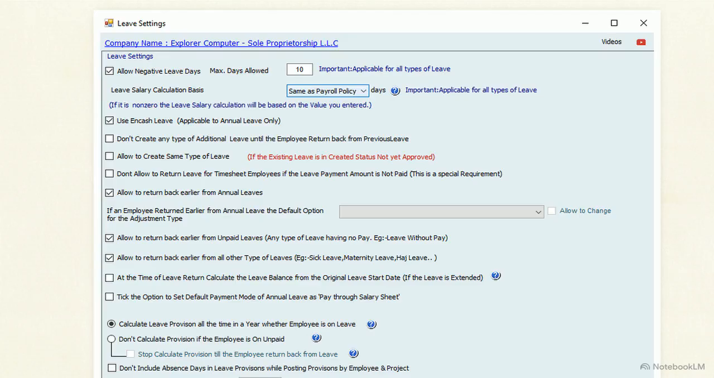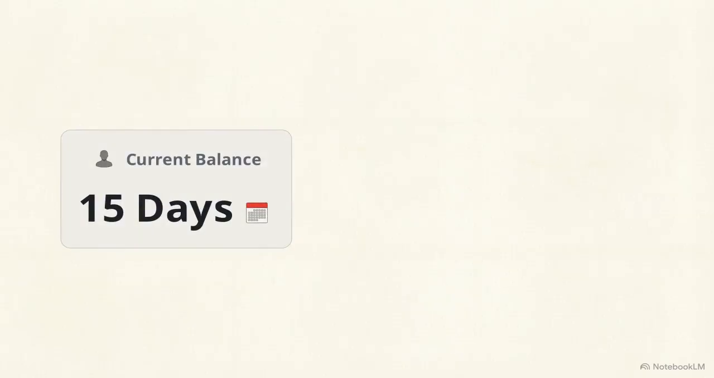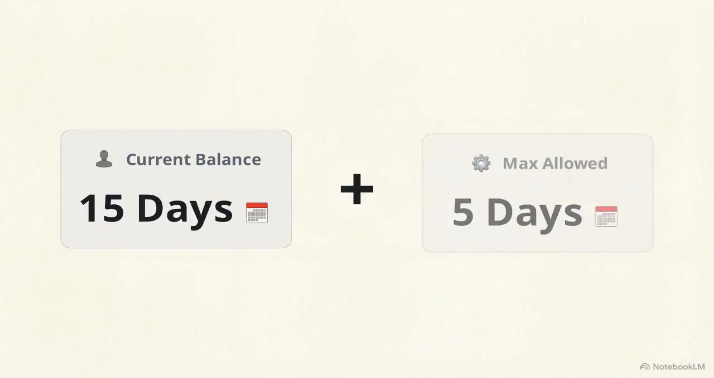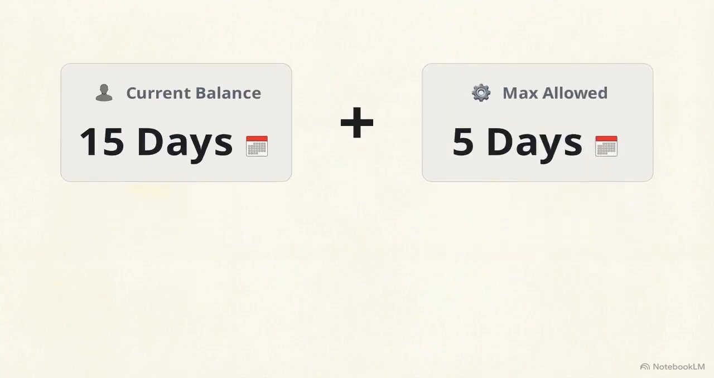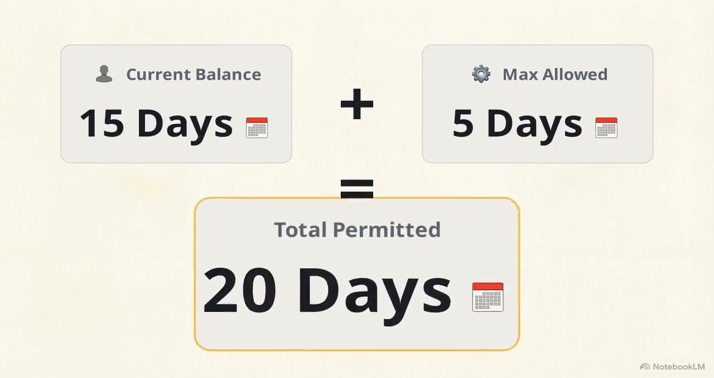First, check the Allow Negative Leave Days box if you want to permit employees to borrow against future leave accruals. You control exactly how many days they can borrow by entering a number in the Max Days Allowed input box. For example, if an employee has a current balance of 15 days and you set the maximum allowed to 5, the system will let them take up to 20 days of leave.